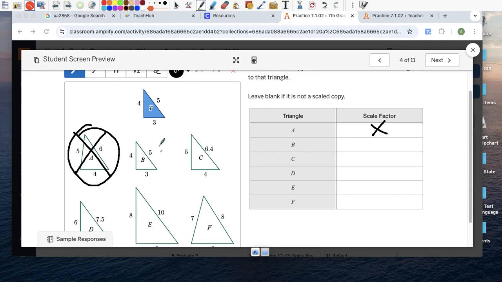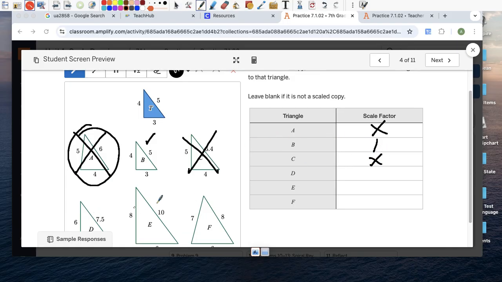Was each number multiplied by the same scale factor? They each were multiplied by 1. 4 times 1 is 4, 3 times 1 is 3, 5 times 1 is 5. So this one is good, right? This one, we said that it was not, so I'll put an X.